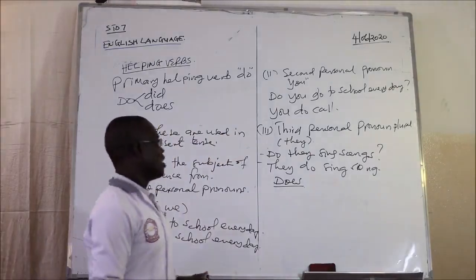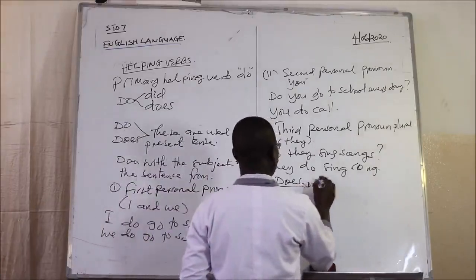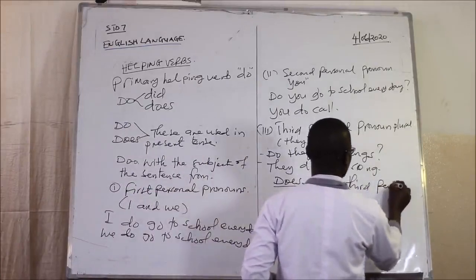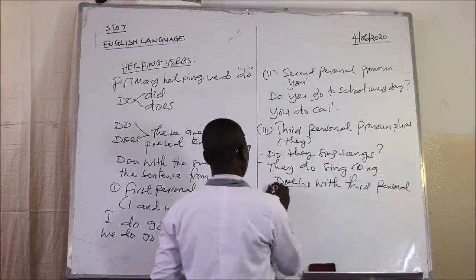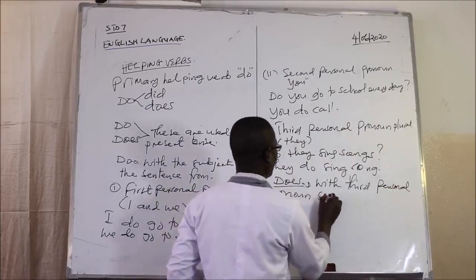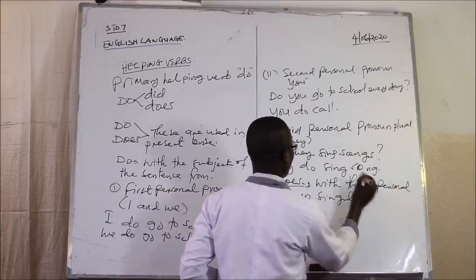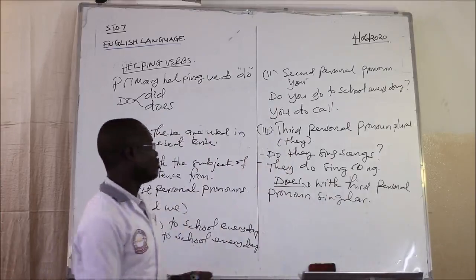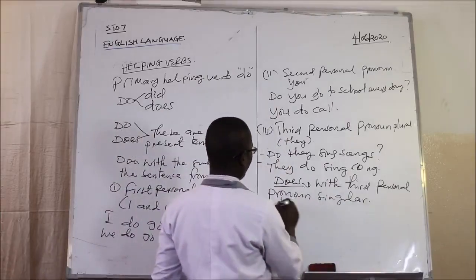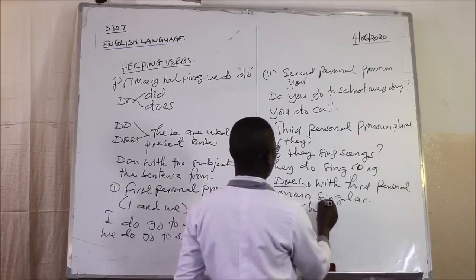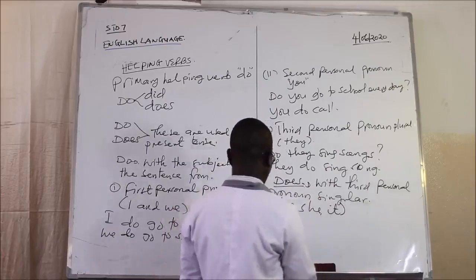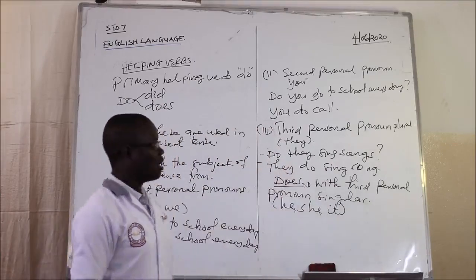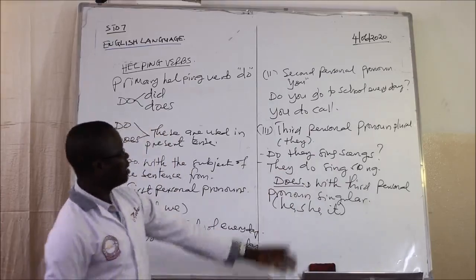We use it with third person pronoun singular. When we talk of third person pronoun singular, what comes to your mind should be personal pronoun he, personal pronoun she, and personal pronoun it. These are personal pronouns in singular, whose plural form is they.